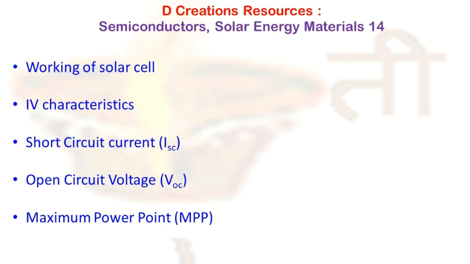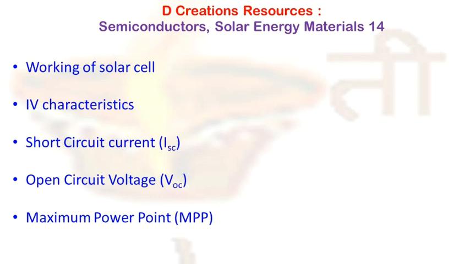In simple terms, open circuit voltage is when the solar cell is open circuited, that is, not connected to any load. The current is minimum, basically zero, and the voltage is maximum. If you look at the IV characteristics graph, since current is on the y-axis and voltage is on the x-axis, you will see that this point is going to lie on the x-axis.